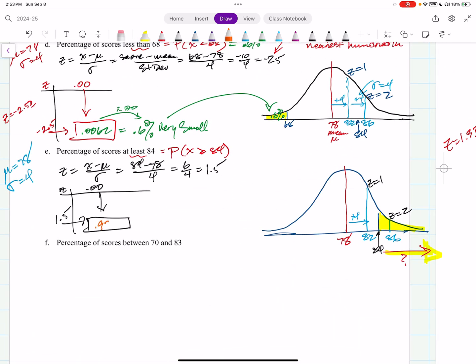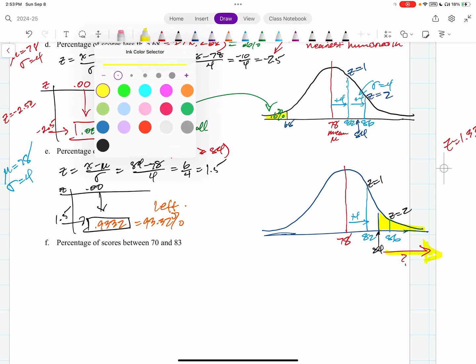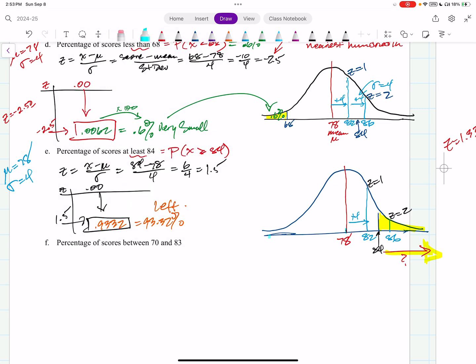So 0.9332, which is equal to 93.32%. Now what that represents is the area to the left. The z tables always give you the area or percentage to the left of a certain value. So let me highlight that in, this right here, all of this right through. This is what we just found using the z table. Let's bring it over here. This is 93.32% to the left.